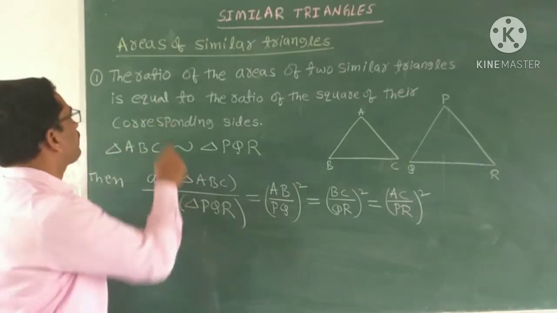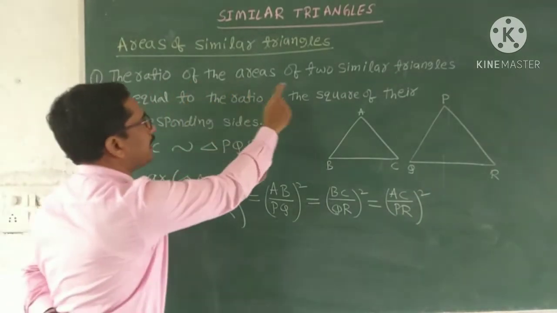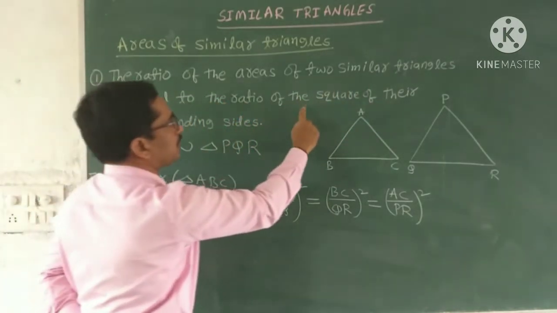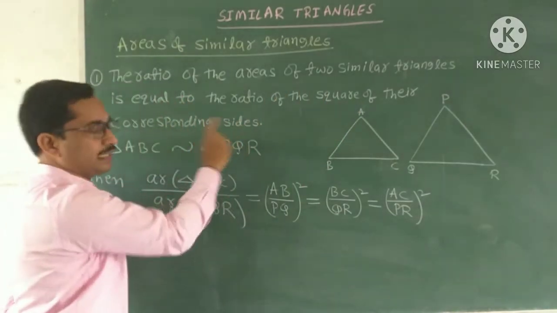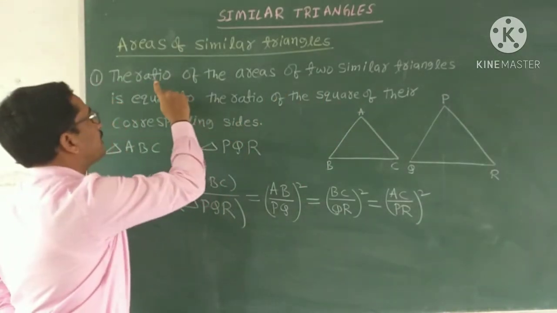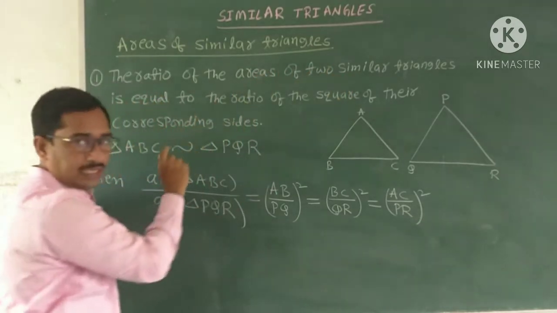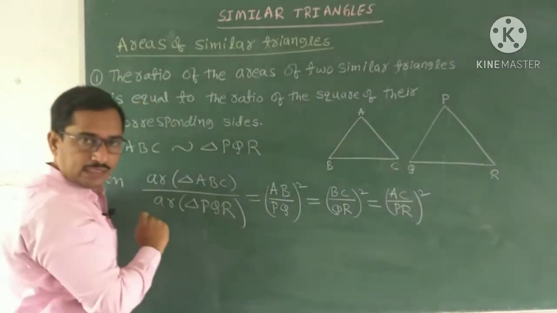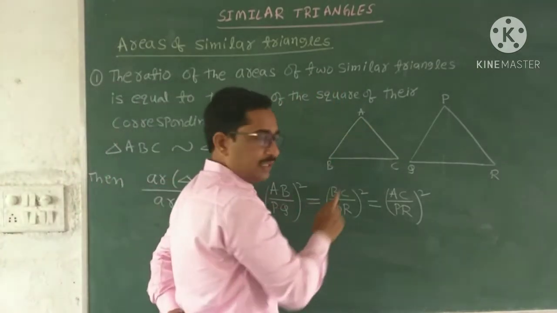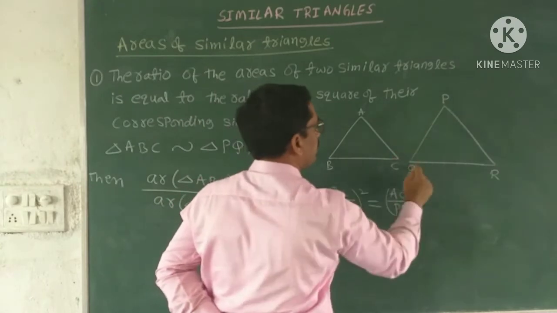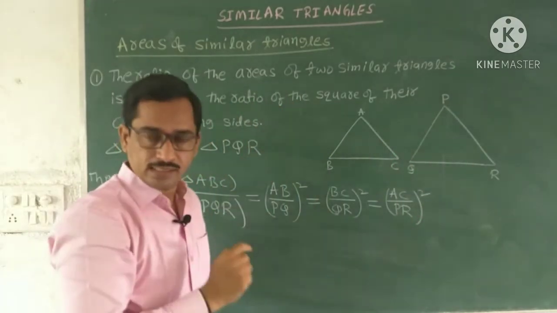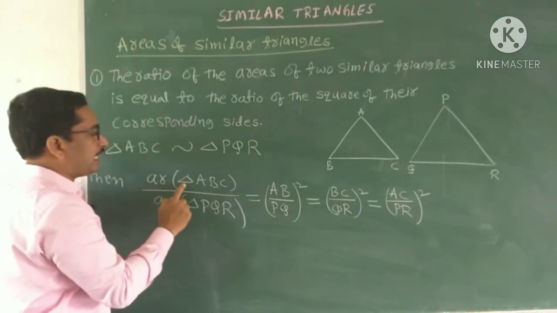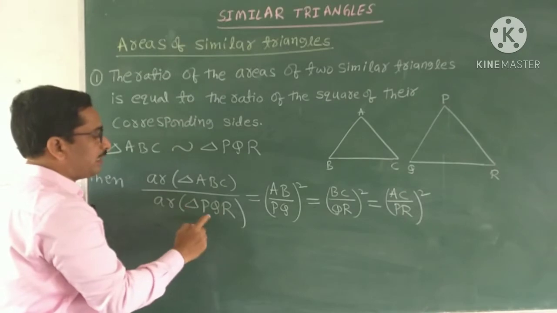See the statement: the ratio of the areas of two similar triangles is equal to the ratio of the squares of their corresponding sides. Once again, the ratio of the areas of two similar triangles is equal to the ratio of the squares of their corresponding sides. Here I am taking two triangles, triangle ABC and triangle PQR. These two triangles are similar. Then the ratio of their areas means area of triangle ABC by area of triangle PQR.